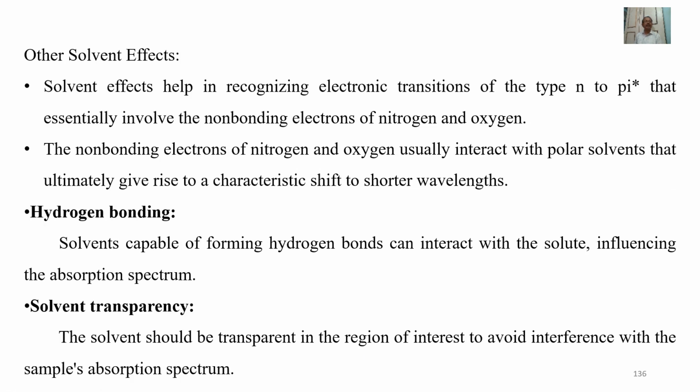Other solvent effects. Solvent effects help in recognizing electronic transitions of the type n to pi star that essentially involve the non-bonding electrons of nitrogen and oxygen. The non-bonding electrons of nitrogen and oxygen usually interact with polar solvents that ultimately give rise to a characteristic shift to shorter wavelengths. Hydrogen bonding. Solvents capable of forming hydrogen bonds can interact with a solute, influencing the absorption spectrum. Solvent transparency. The solvent should be transparent in the region of interest to avoid interference with the sample's absorption spectrum.